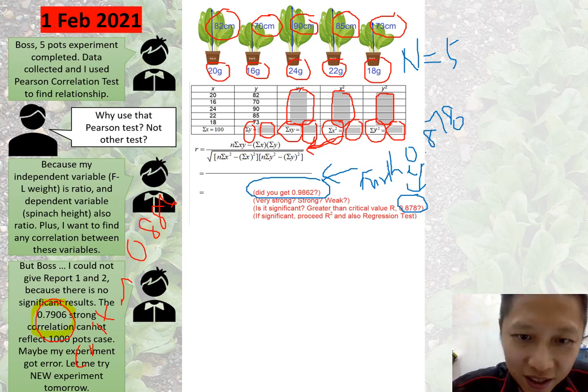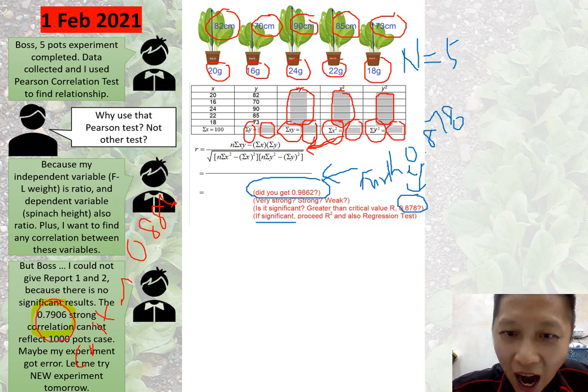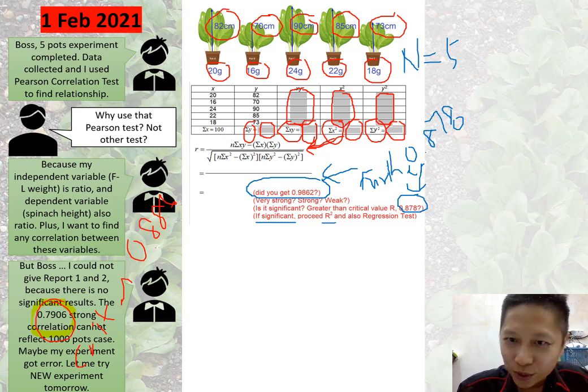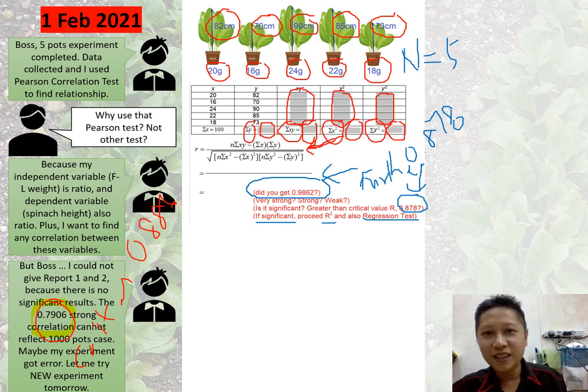Since our result is significant, now we can proceed to find R squared. And also we can proceed to create a model and then do the prediction. When we impose 50 grams of the fertilizer, what will be the height of the spinach?